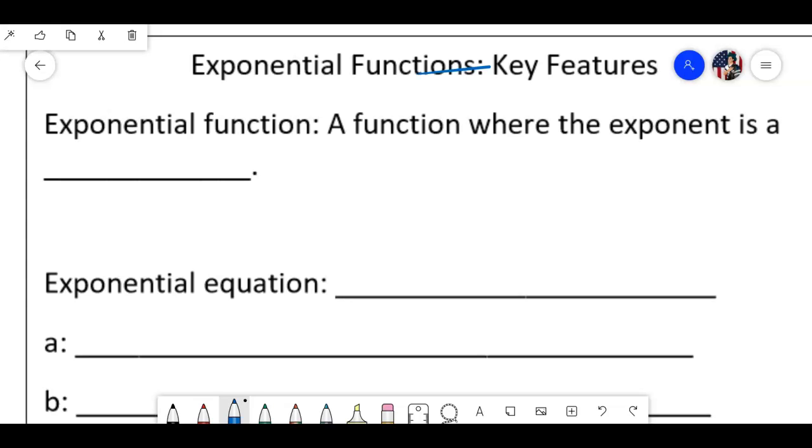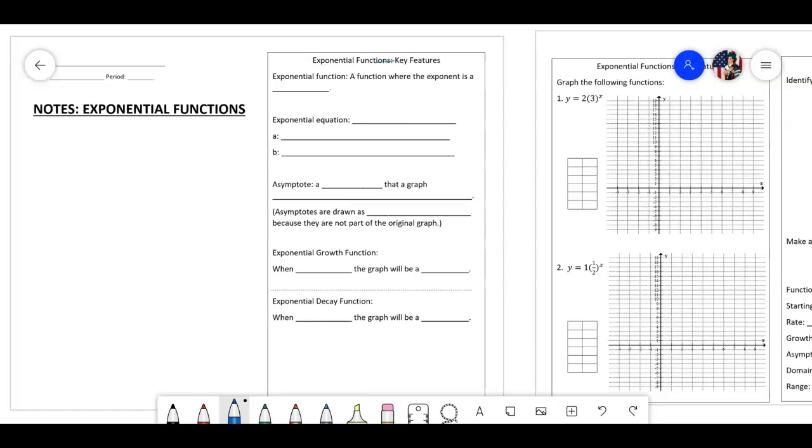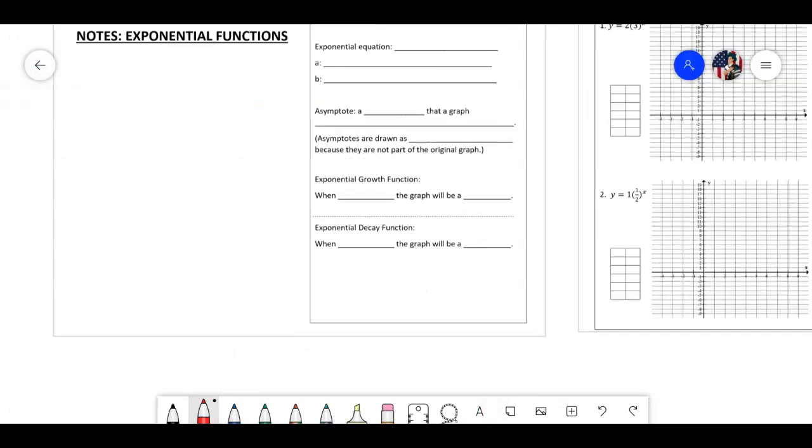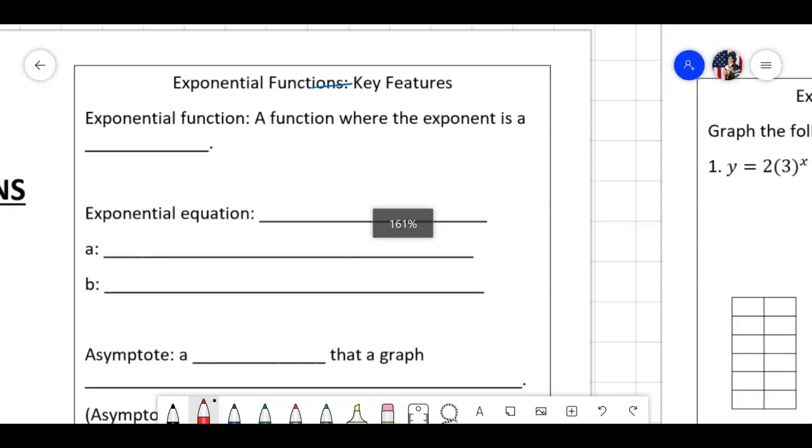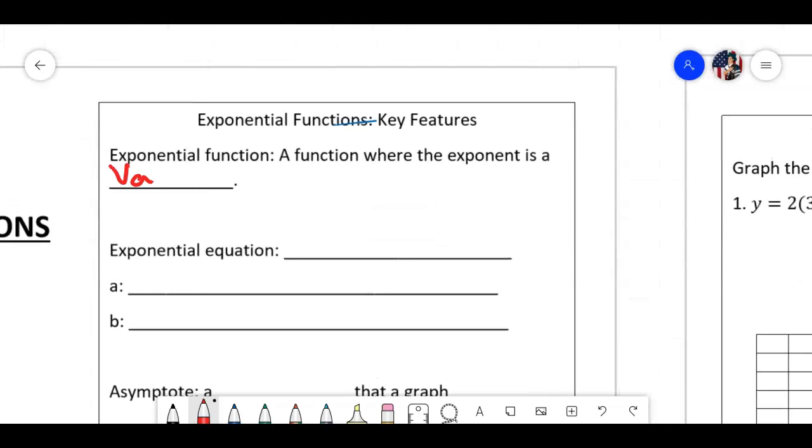All right, so exponential functions. The key features. An exponential function is a function where the exponent is a variable. Please write this down. Okay. All right. Is everyone writing this down? Like when we graphed this yesterday and today, you noticed the little x in the exponent. That's what makes it exponential, right? So a variable x will be in the exponent, okay?